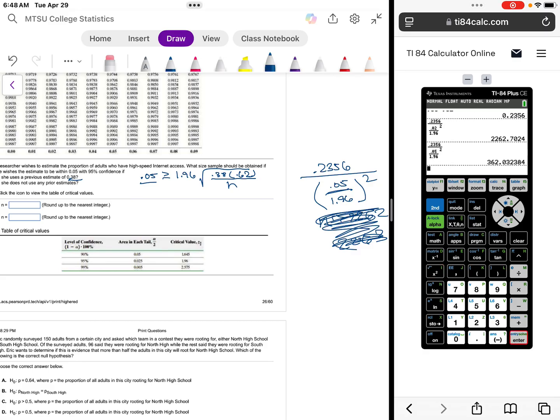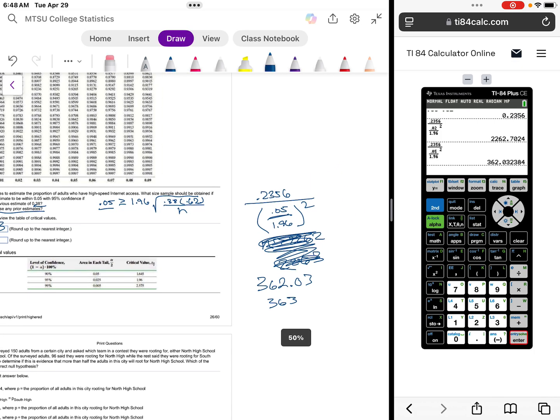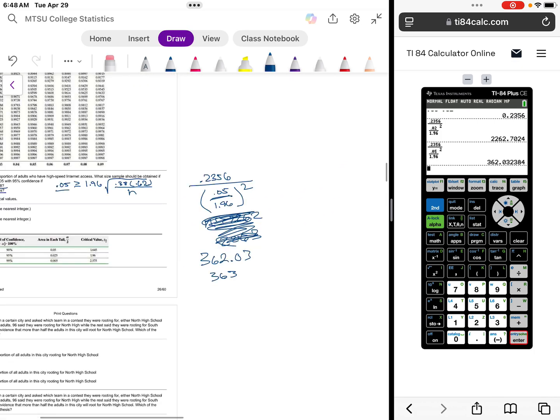All right, so 362.03, so 363. Again, now all they want us to do here, no prior estimates, means I get to use the 50%. So as we talked about before, all that's going to do is change the very top. So it's going to be 0.5 times 0.5, which is 0.2500, like in the last problem. So all our fraction is doing is changing just the top piece.